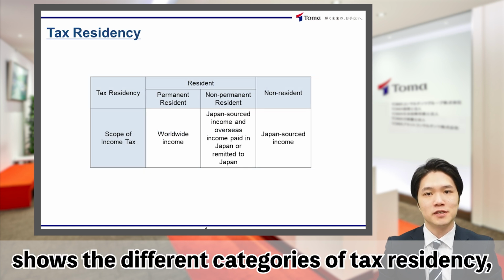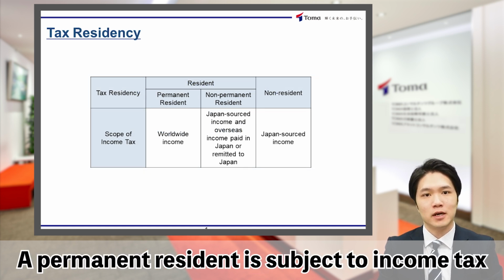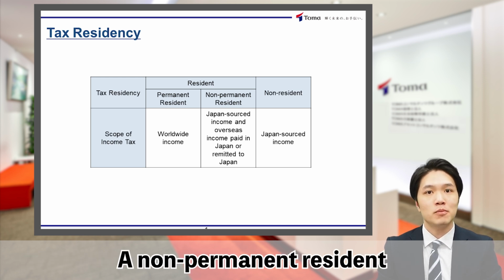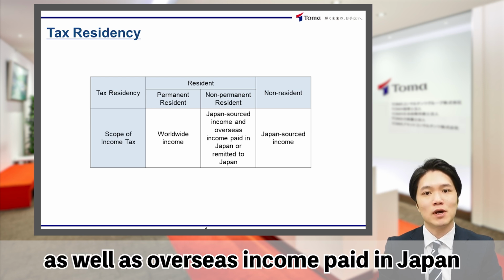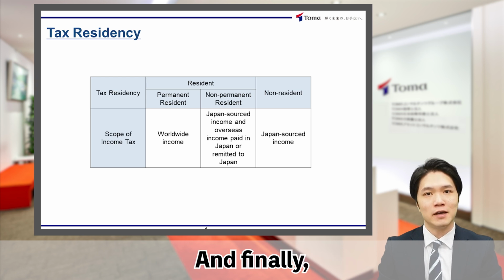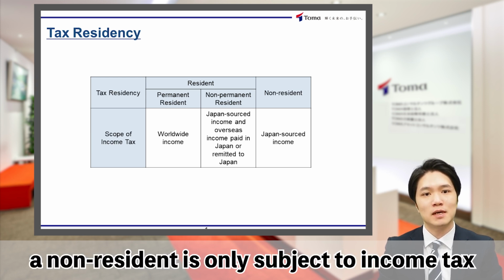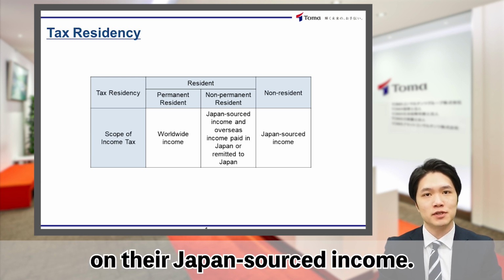This table shows the different categories of tax residency, as well as their respective tax scope. A permanent resident is subject to income tax on worldwide income. A non-permanent resident is subject to income tax on Japan-sourced income, as well as overseas income paid in Japan or remitted to Japan. And finally, a non-resident is only subject to income tax on their Japan-sourced income.